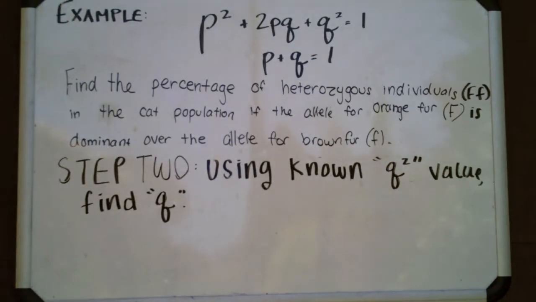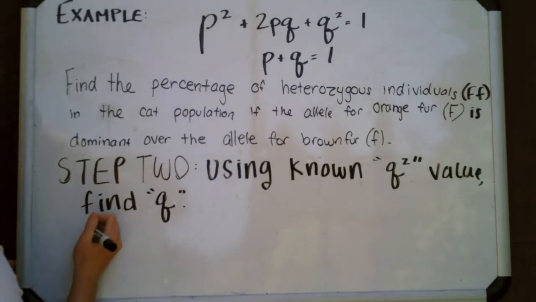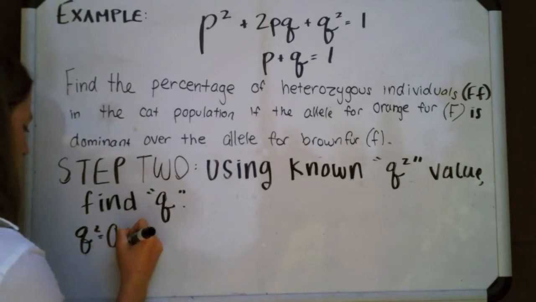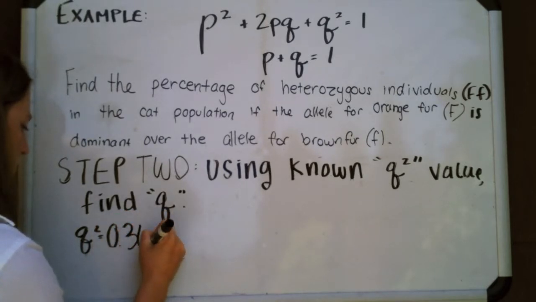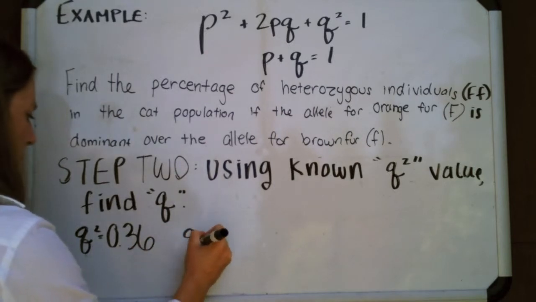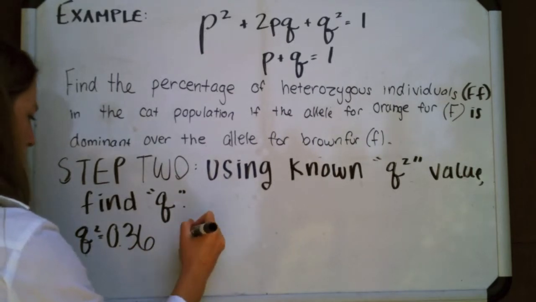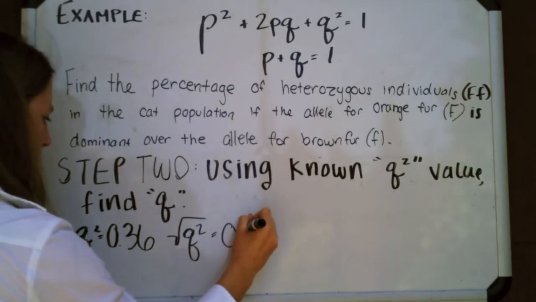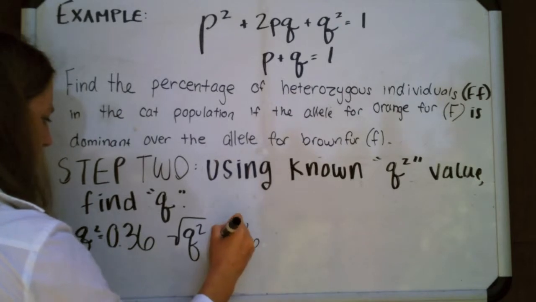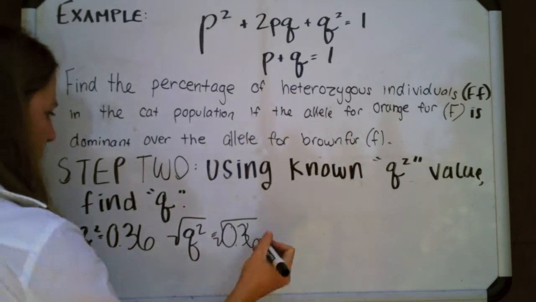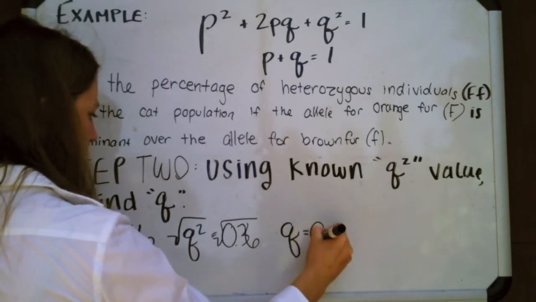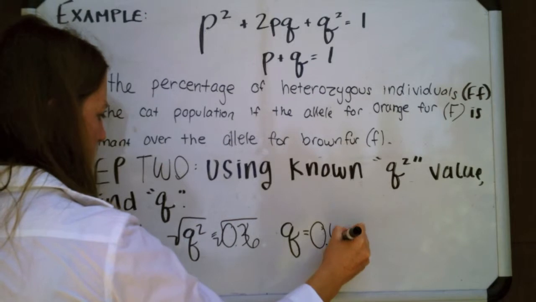Our next objective is to find q by using q squared. Here we use the q squared value that we determined from the last step, which is 0.36. We find q by taking the square root of 0.36. This would mean that our q value, the frequency of the homozygous recessive allele, is equal to 0.6.